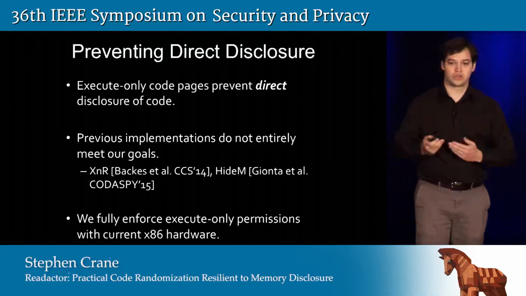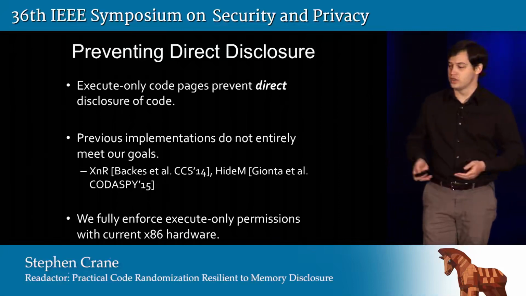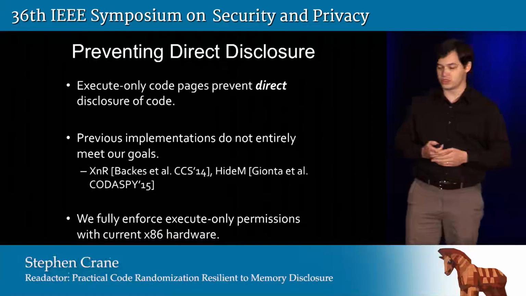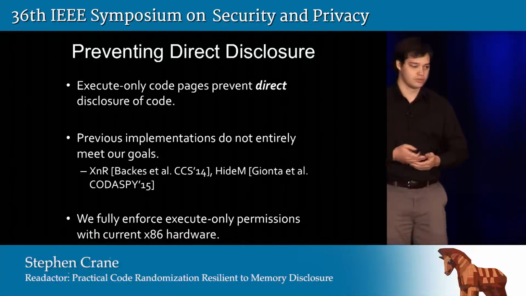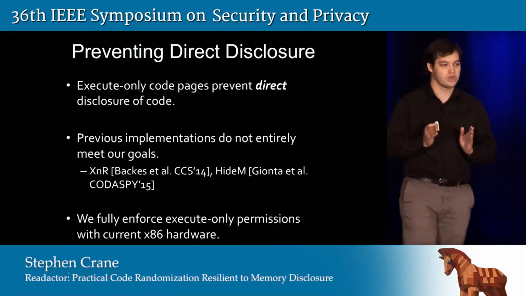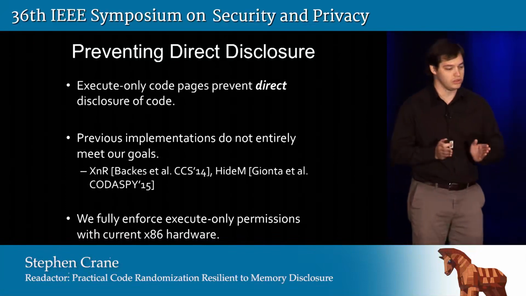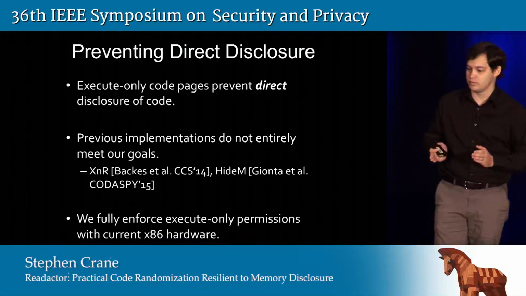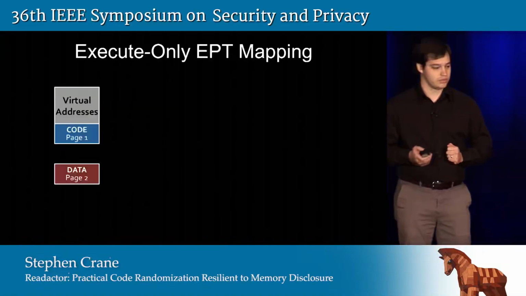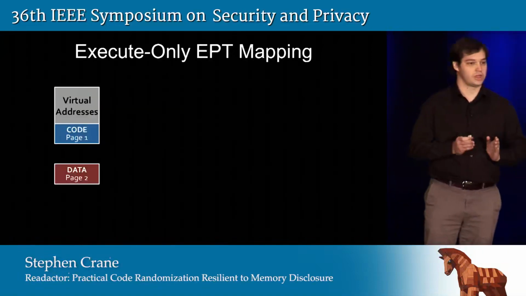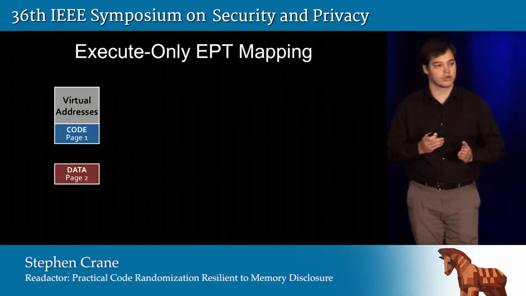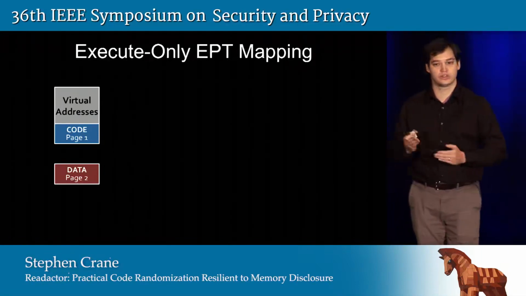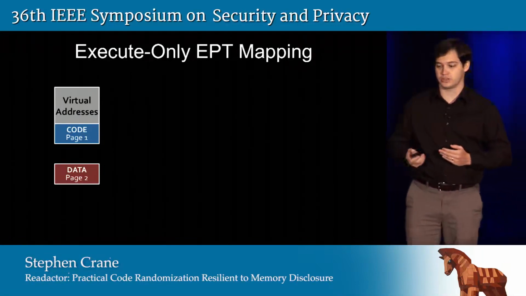As I said, execute-only memory does a great job of this. There have been two previous implementations, but they don't entirely meet our goals, so we have a new system to fully enforce execute-only memory permissions on current state-of-the-art x86 hardware. To do this, we need to back up a little bit and look at how virtual addresses are protected and translated to physical memory addresses.